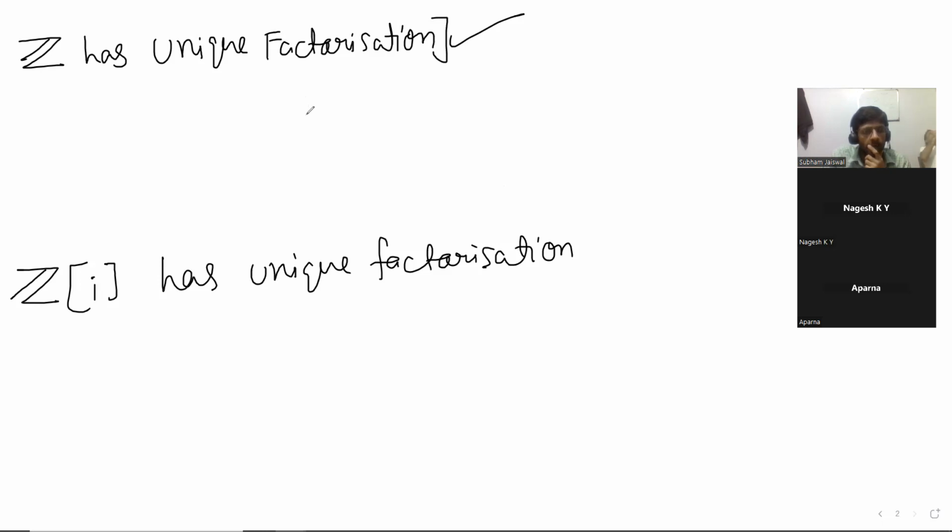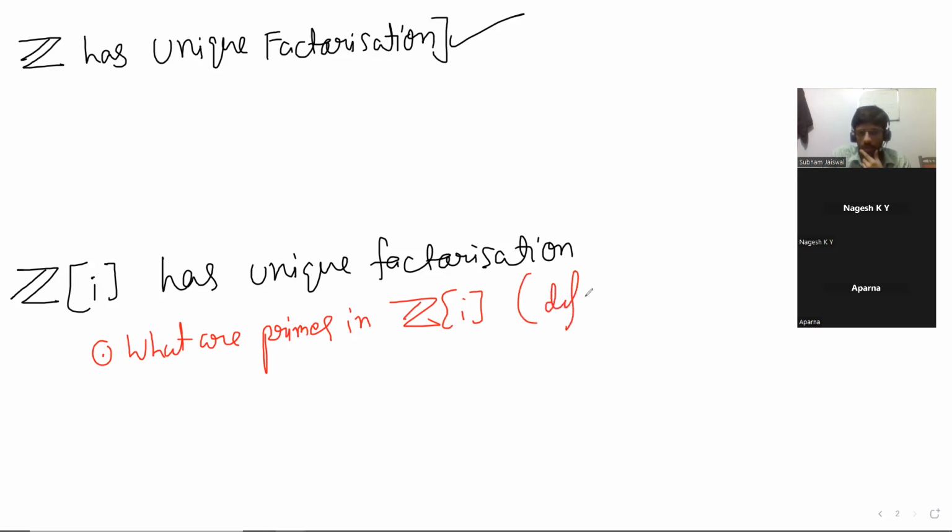So if I want to say that Z[i] has unique factorization, first I have to tell you what are primes in Z[i]. What is the definition of primes, and just things like that? That's number one. And through all this, we'll learn some good number theory. All these techniques are useful. So that's the number one thing.